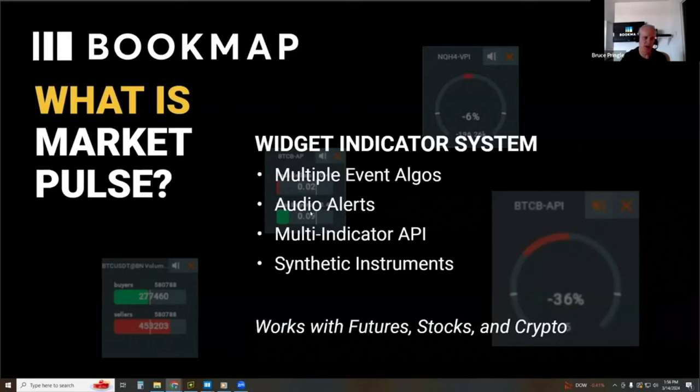And as mentioned earlier, this has audio alerts, so you can actually hear the market as it's unfolding. This is rather unique, and it does harken back to those days in the pits, giving you a feel of the market via the kind of pit noise, basically. This indicator system works with futures, stocks and crypto, and you can make synthetic instruments from any of these as well.